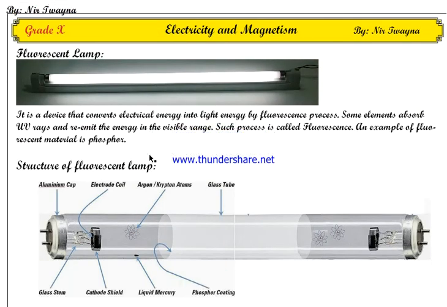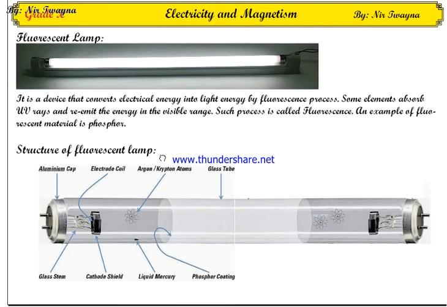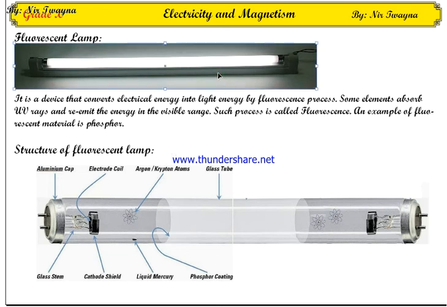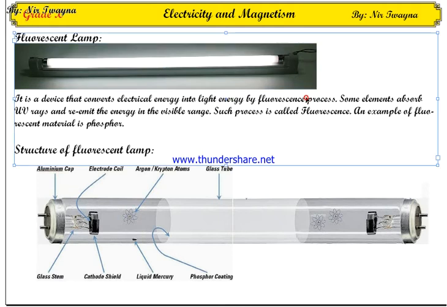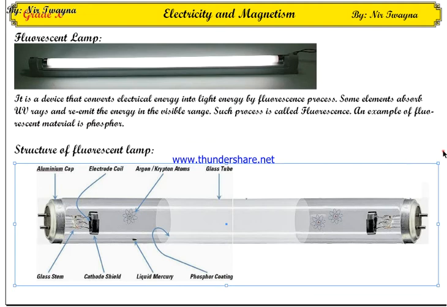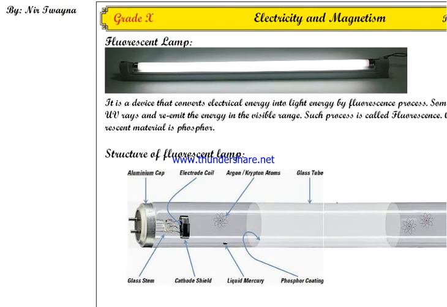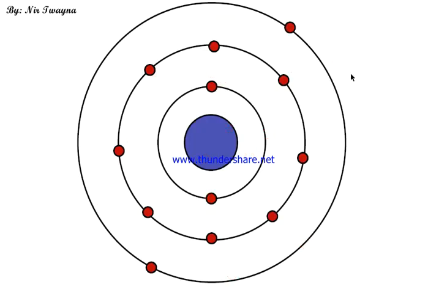Let's go to the fluorescent lamp then. A fluorescent lamp is also known as a tube light. It works by the process of fluorescence. We have used this word several times today, but I'm sure you are confused about it. What is this word? Let me draw a model of an atom first. Give me a few minutes. Okay, let's resume. This is a model of an atom.